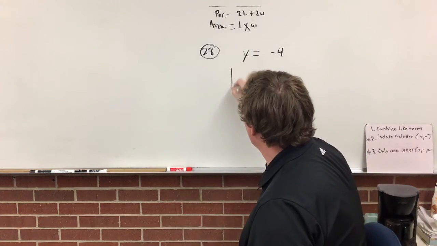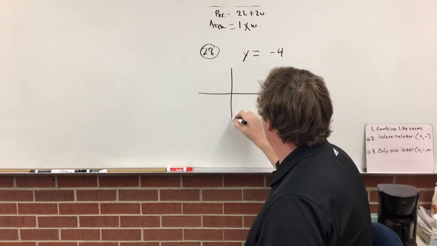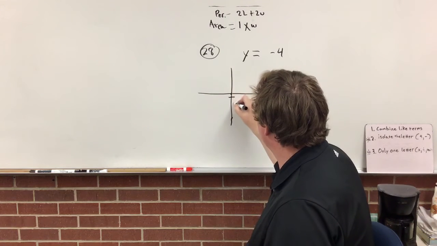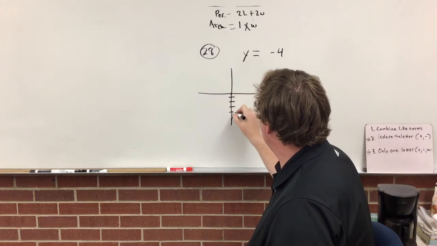All you do is put your grid down and say, okay, y equals negative 4. So we'll go where negative 4 is. Negative 1, negative 2, negative 3, negative 4.